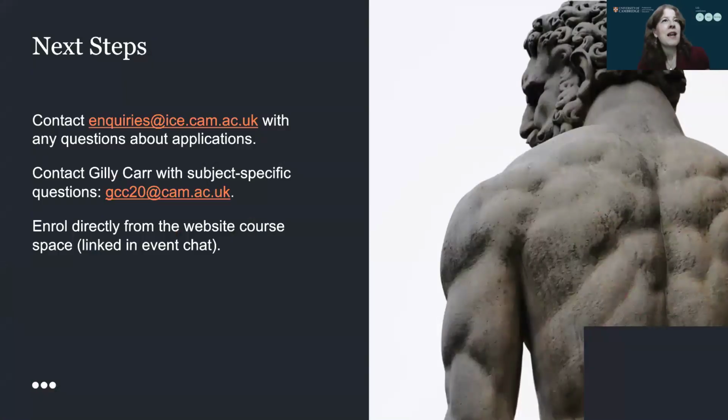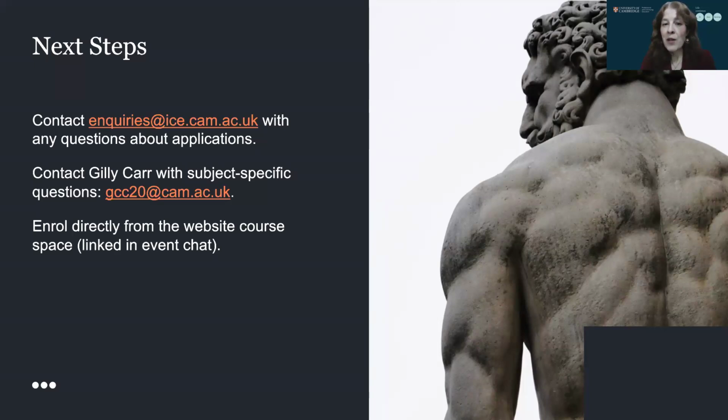So next steps. If you want to contact us, which I hope you do, there are general questions about applications, more administrative matters, which can be covered by the first email address, inquiries at, I think that might be an old email address, not inquiries at ice.cam.ac.uk. That should be inquiries at pace.cam.ac.uk, because of course ICE was our old name, Institute of Continuing Education. We're now Institute of Professional and Continuing Education. So that I think must be a typo.